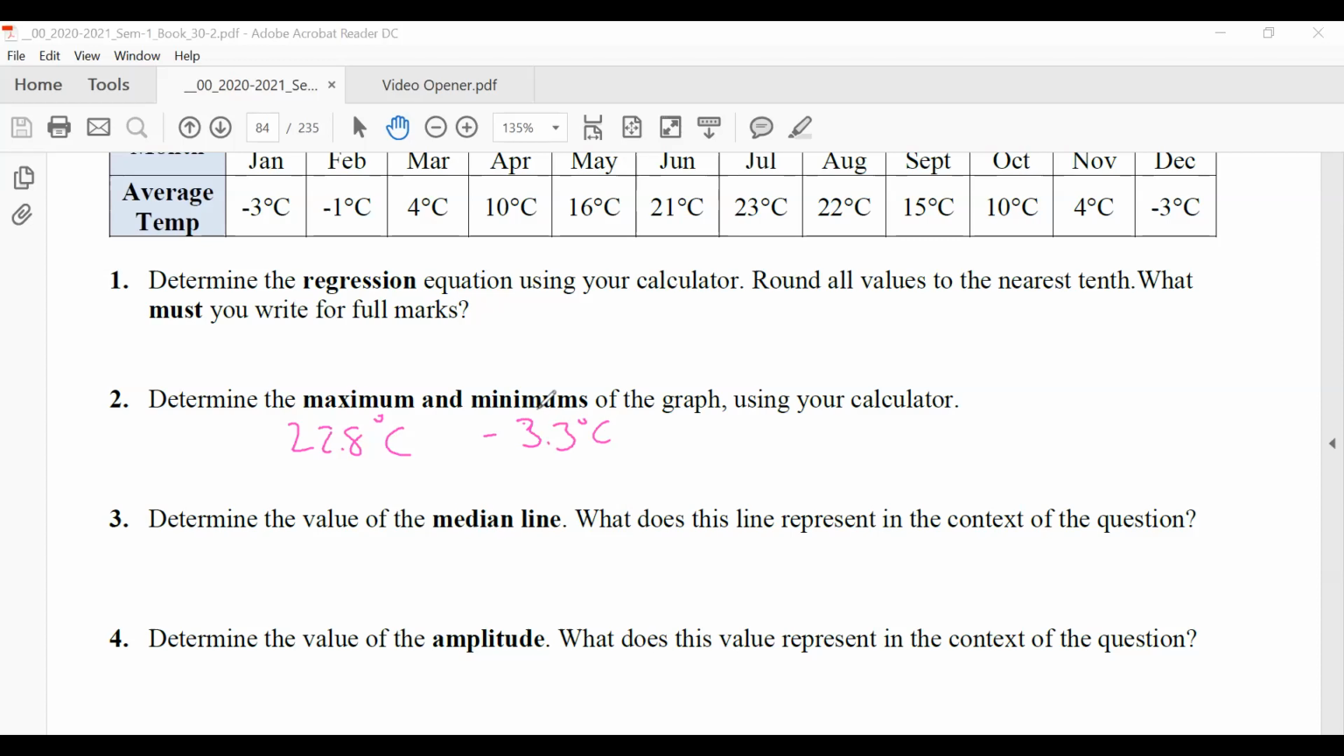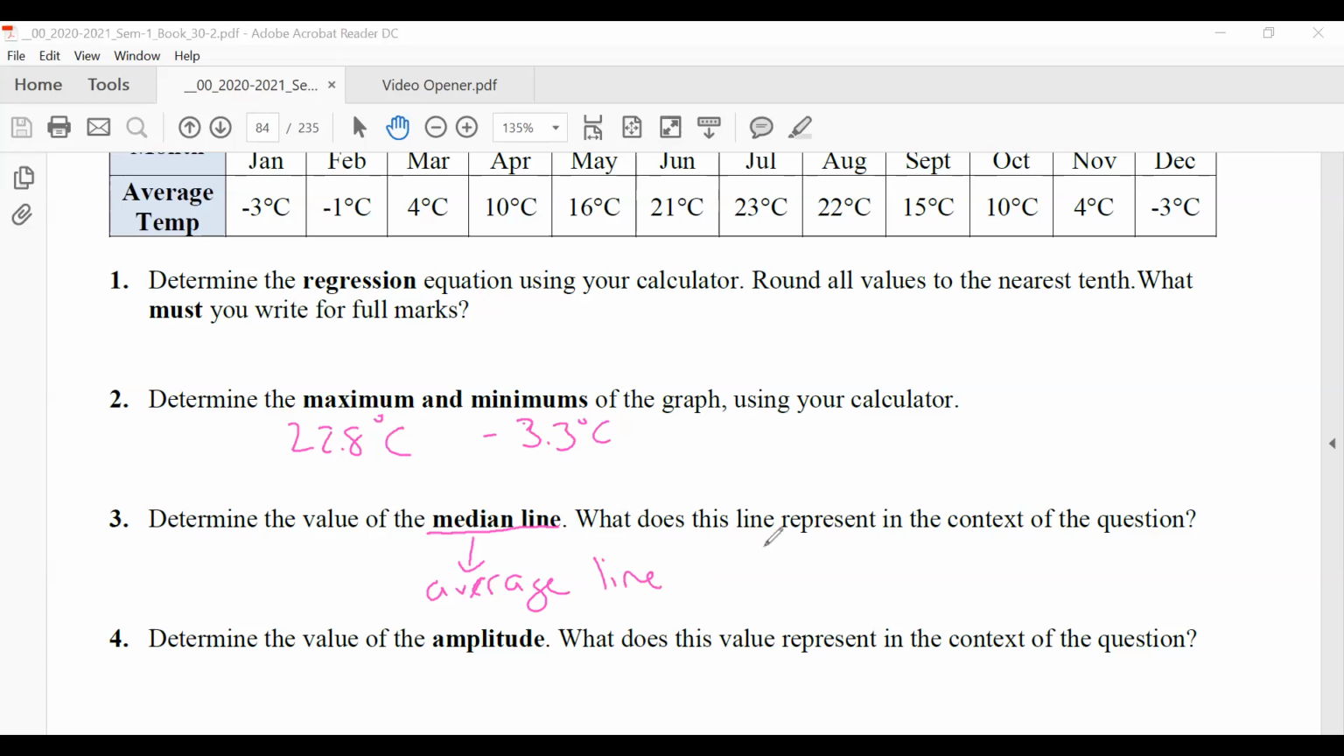Okay, determine the value of the median line. Now, the median line, think of when you're driving, the median is what's right in the middle of the road. Well, how would I find the middle of the road? Another word for median that I also know is average. This is also the average line. So how do I find the average line? Well, you've been finding the average of two things since you were a little guy, right?